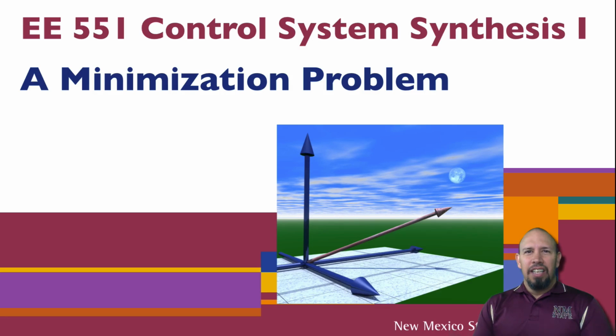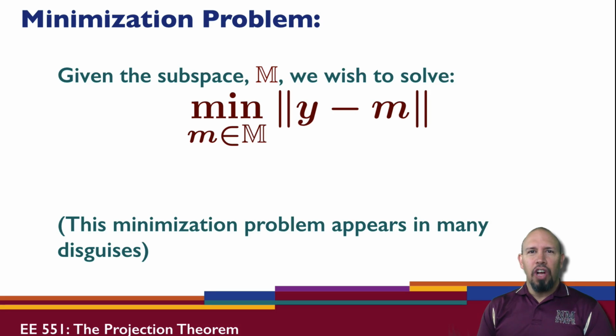Okay, in this topic, we're looking at the projection theorem, which is basically an optimization problem, a minimization problem. It's a way of looking at solving a linear algebra problem. So the minimization problem basically comes down to this. Given some subspace M, we wish to solve this problem, which is the minimization over little m in the set M, such that the norm of y minus m is minimized. We're trying to minimize that norm.